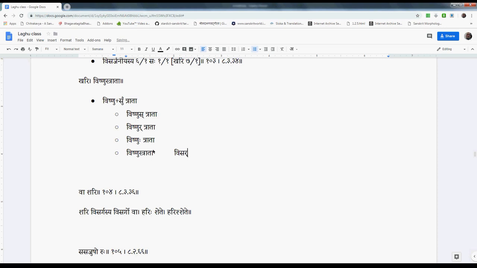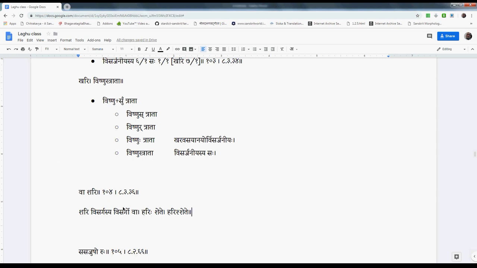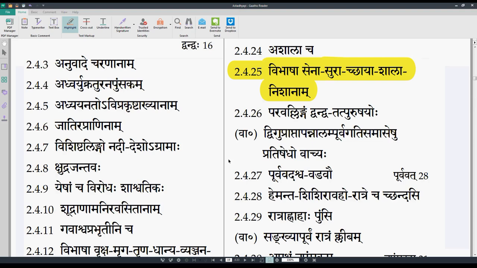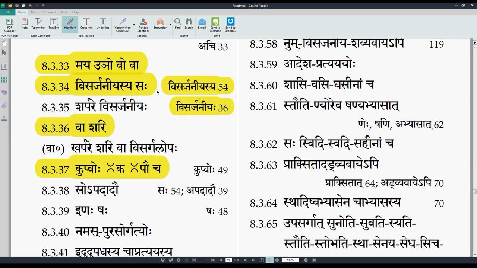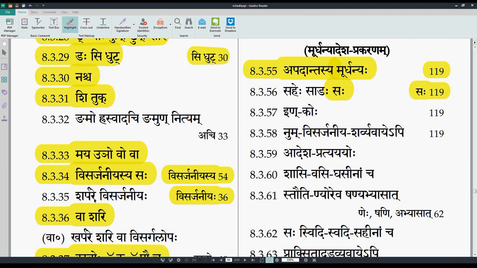So this is by Visarjaniyasya Saha, which is our sutra. This is by Kharavasani or Visarjaniya. Visarjaniya, which you have seen earlier, these sutras. So now, what will happen here? Vashari. So this is what. 8334. Okay, we landed on the exact page. Visarjaniyasya Saha. And what is the anuvritti here? Visarjaniyasya Saha, Khari. Khari is the anuvritti here.